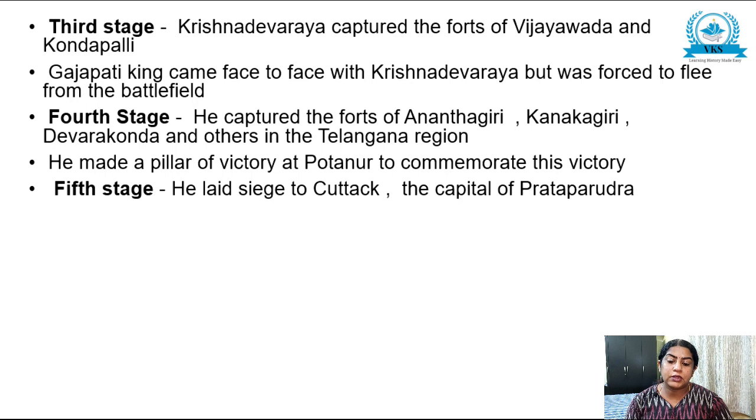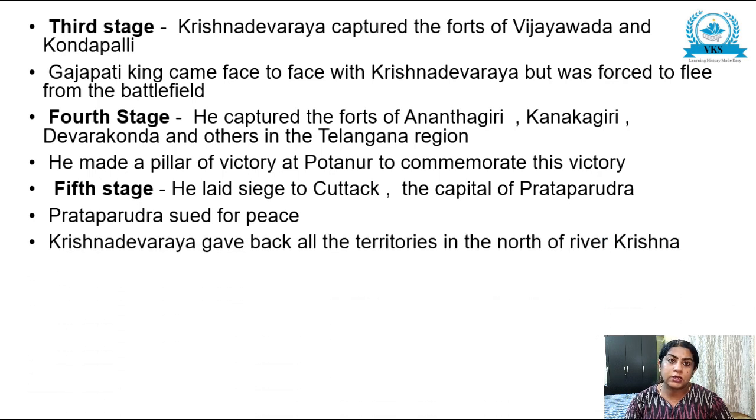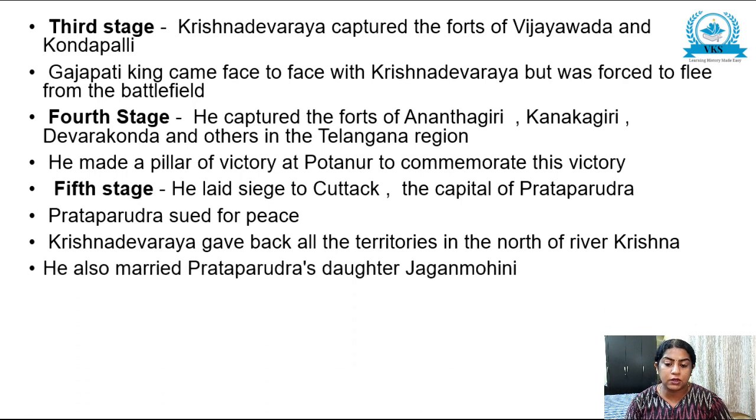In the fifth stage, he laid siege to Cuttack, the capital of Prataparudra, and Prataparudra sued for peace. Krishnadevaraya gave back all the territories in the north of river Krishna, and he also married Prataparudra's daughter, that is Jaganmohini. Next is the Battle of Raichur in 1520.